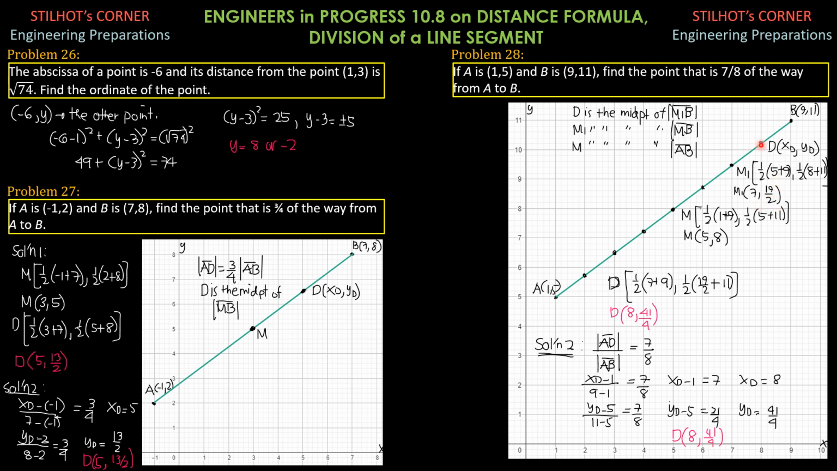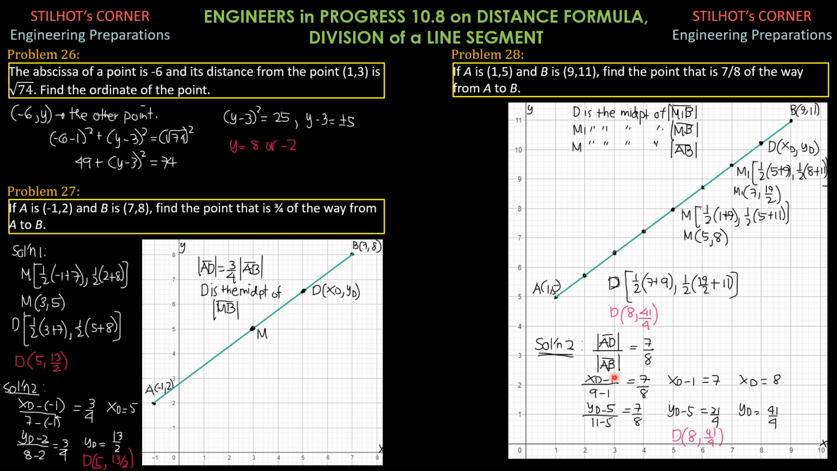Then finally D is the midpoint between M1 and B. So XD is 1/2 of quantity 7 plus 9, comma 1/2 of 19/2 plus 11. So simplifying, 16 over 2 is 8, and 19/2 plus 11, that's 22 plus 19, 41 over 2. 1/2 of 41 over 2 is 41 over 4. So our answer for D is (8, 41/4).